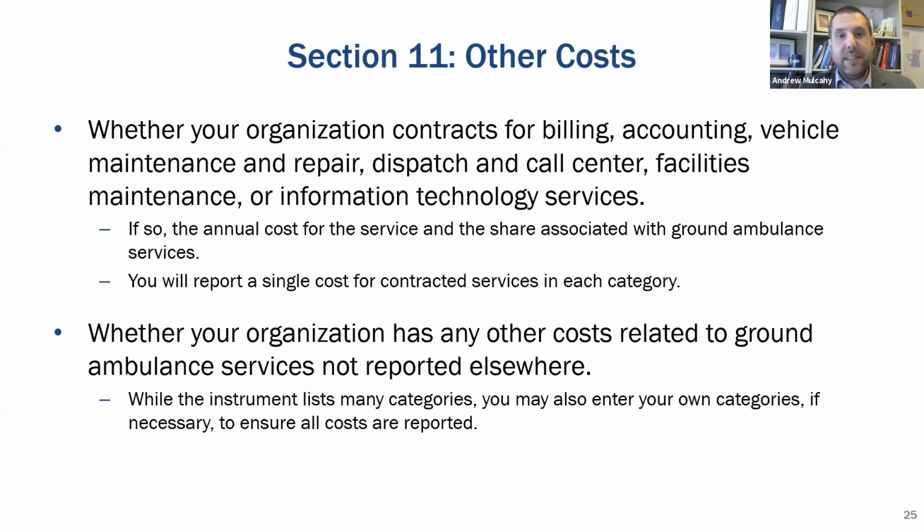So this first question asks about these broader contracted services. And then the later part of section 11 is a laundry list of other kinds of costs that CMS says ground ambulance organizations can incur. They cover things like biohazard waste, tolls for toll roads, and on and on. This is also a write-in at the end. So again, the goal of section 11 is to give you a landing pad for any expenses you haven't reported up to this point.